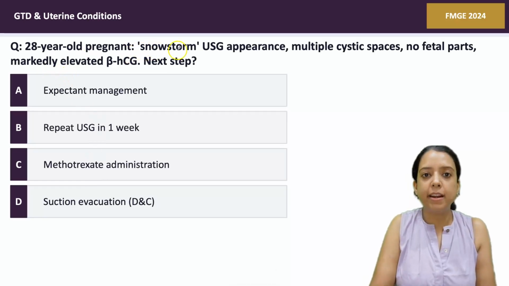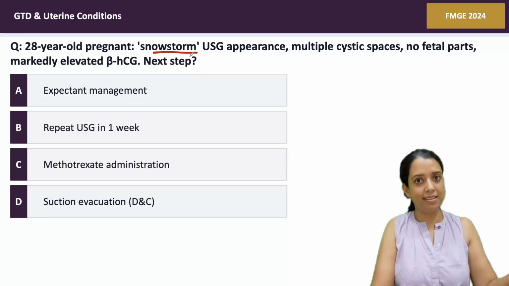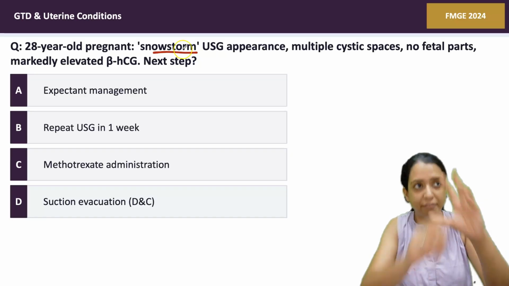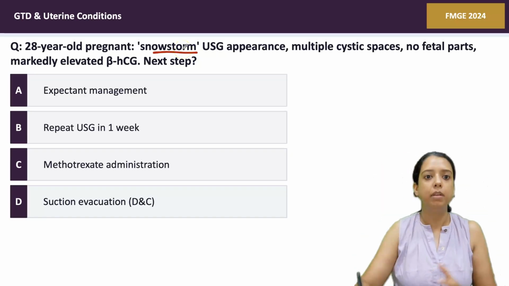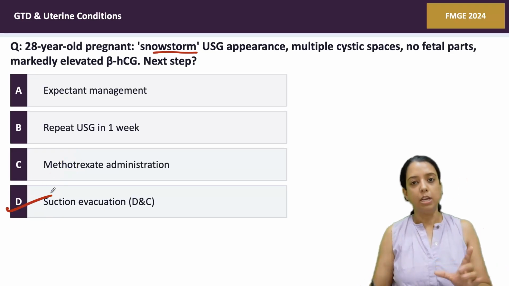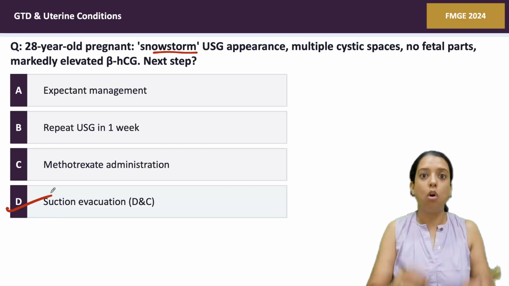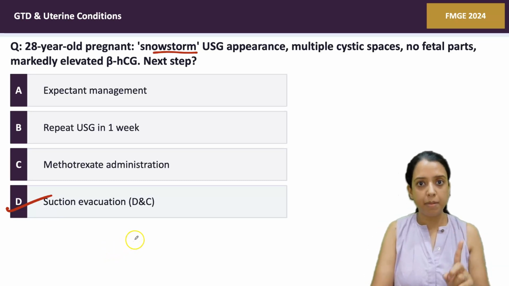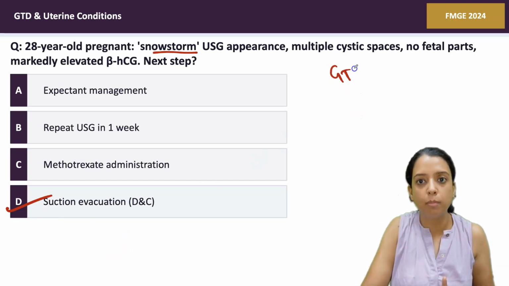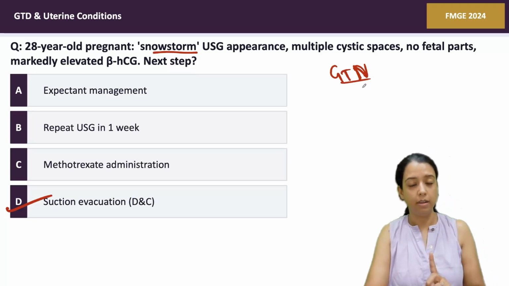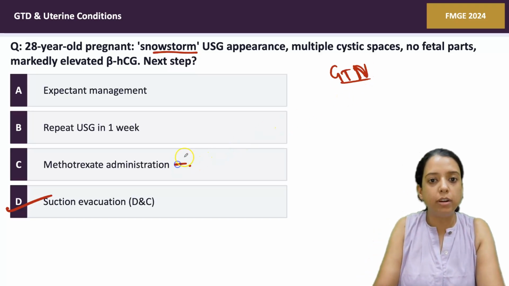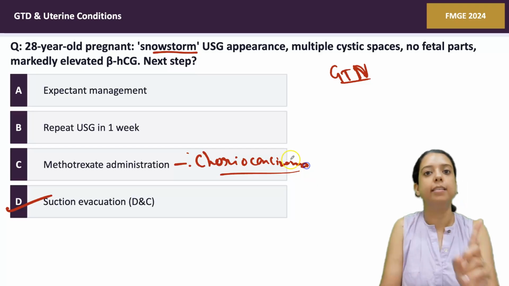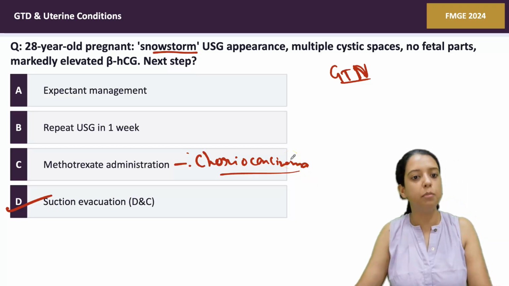A 28-year-old pregnant woman shows snowstorm appearance. Snowstorm is molar pregnancy. What is the treatment for molar? I always tell you, in molar these are vesicles filling the uterus. You have to remove them. So it is always suction evacuation. You don't give methotrexate in molar. You always do suction evacuation. You follow with beta HCG. If beta HCG stays high, it means it is no more molar. It is gestational trophoblastic neoplasia, it is choriocarcinoma. In that, you give methotrexate. So methotrexate is given in choriocarcinoma. The treatment for molar is suction. Do the suction, remove.